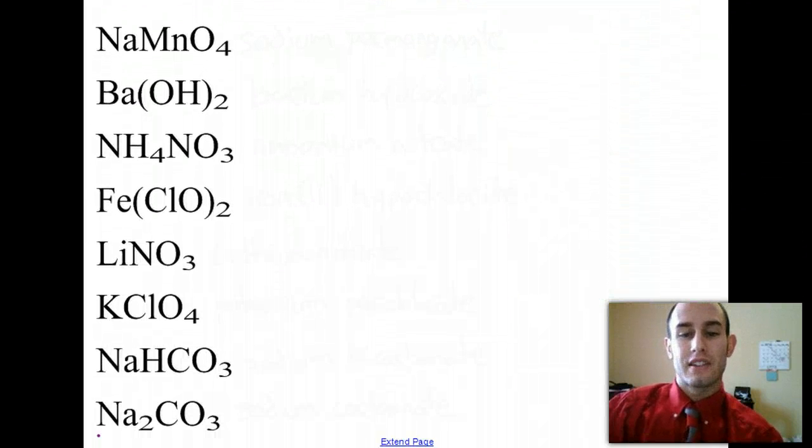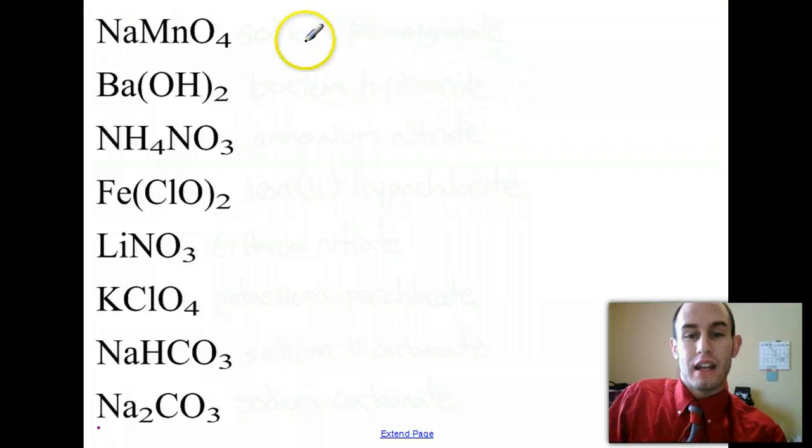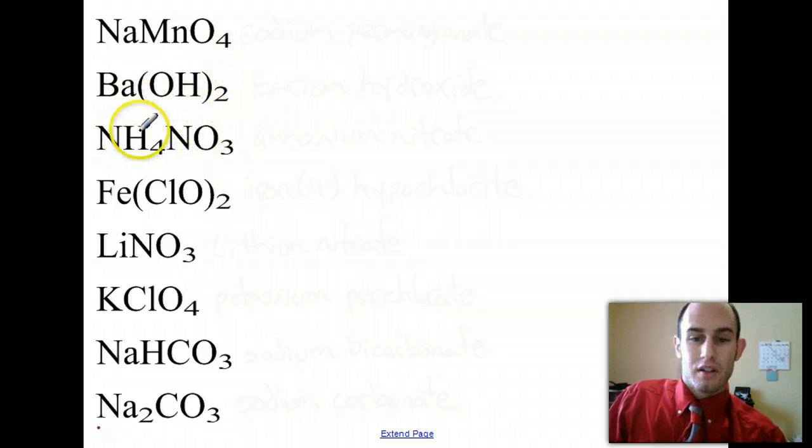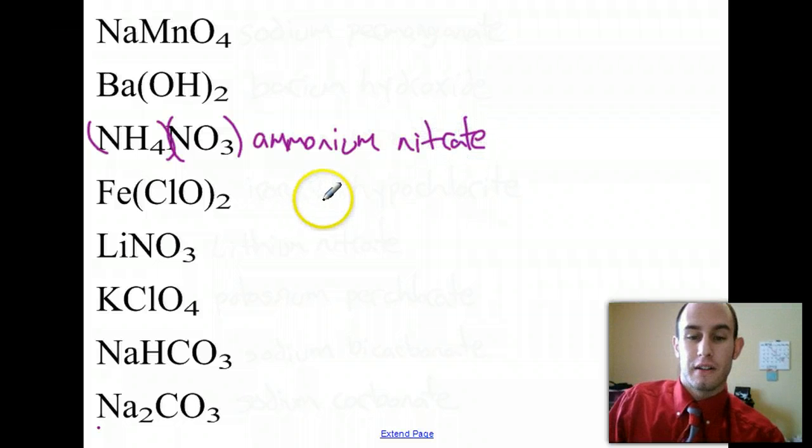Let's look here at some compound to name examples. If you're given a compound and you want to get its name, let's go ahead and dive in here. We'll start with this one, start down the list. NH4, I recognize this as a polyatomic and I recognize this as a polyatomic. This is going to be ammonium and NO3 is nitrate. So I just write it in, ammonium nitrate.